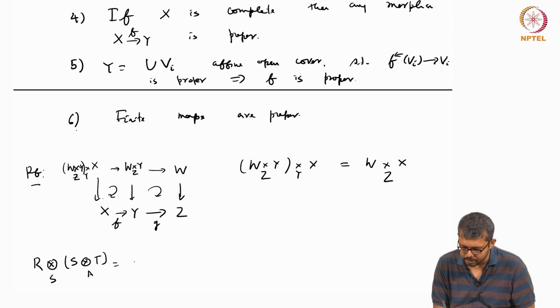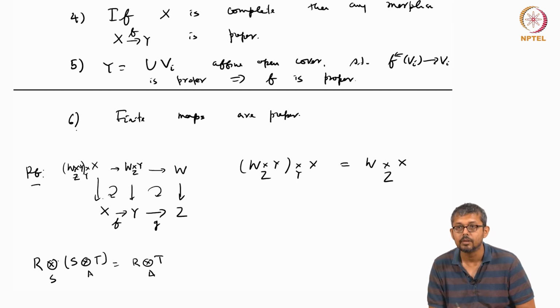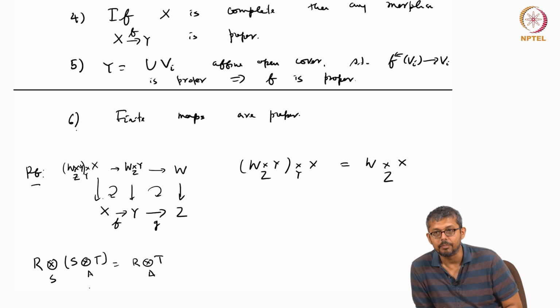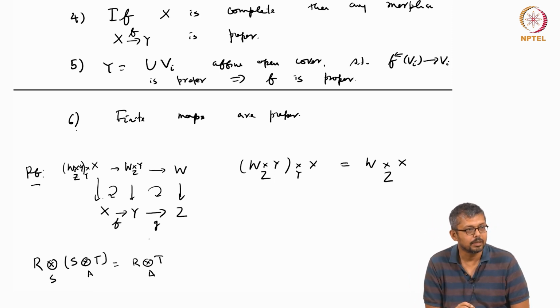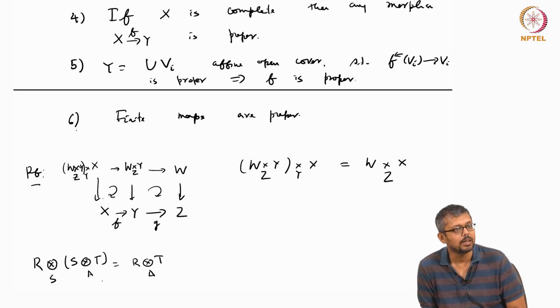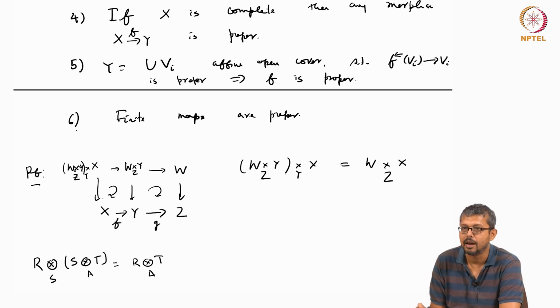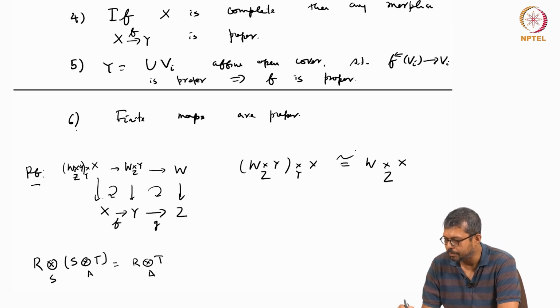R tensor S, tensor T over S, right, over some say A. This is the same as R tensor T, something like this. If S and T are A-algebras and R is an S-algebra, then you can take S this side, then it becomes R tensor T over A. So this is basically what is happening here at the affine level, right? So this is an isomorphism.